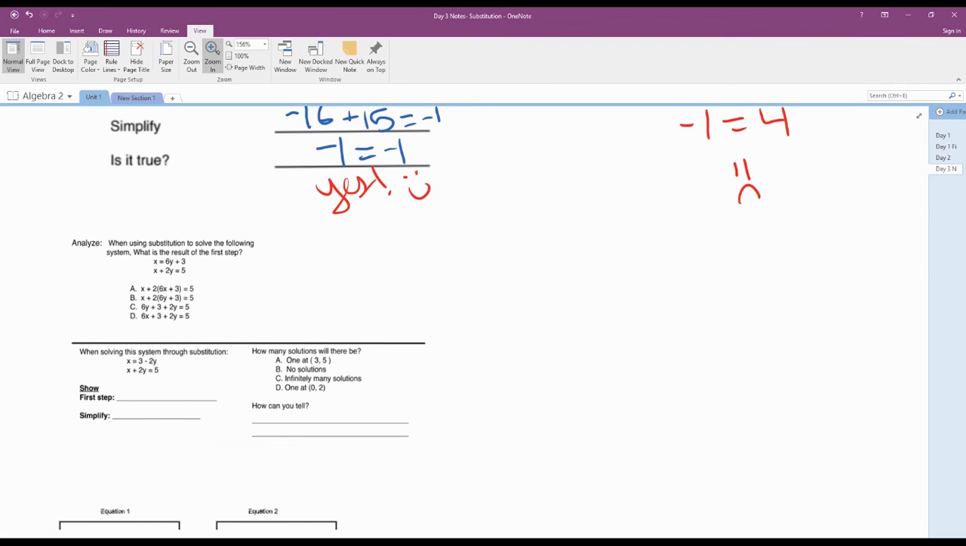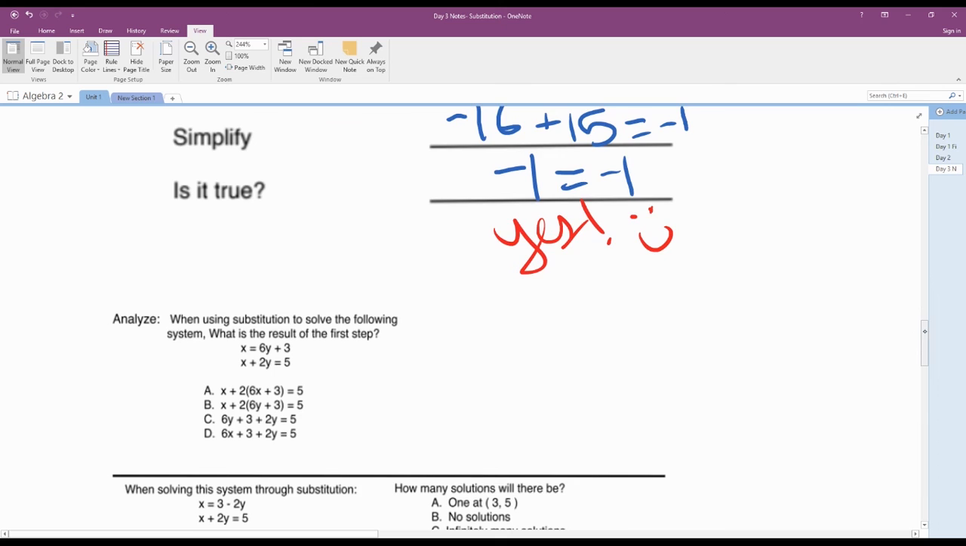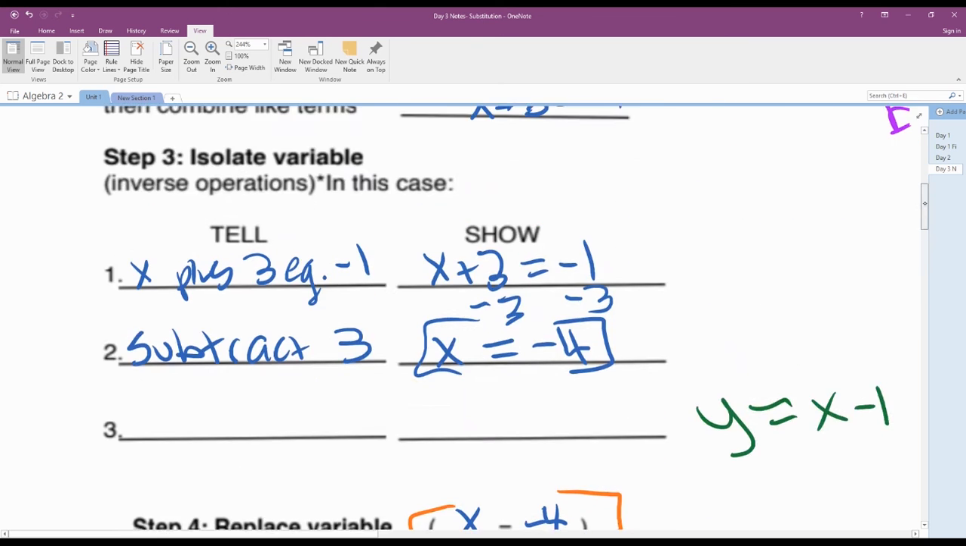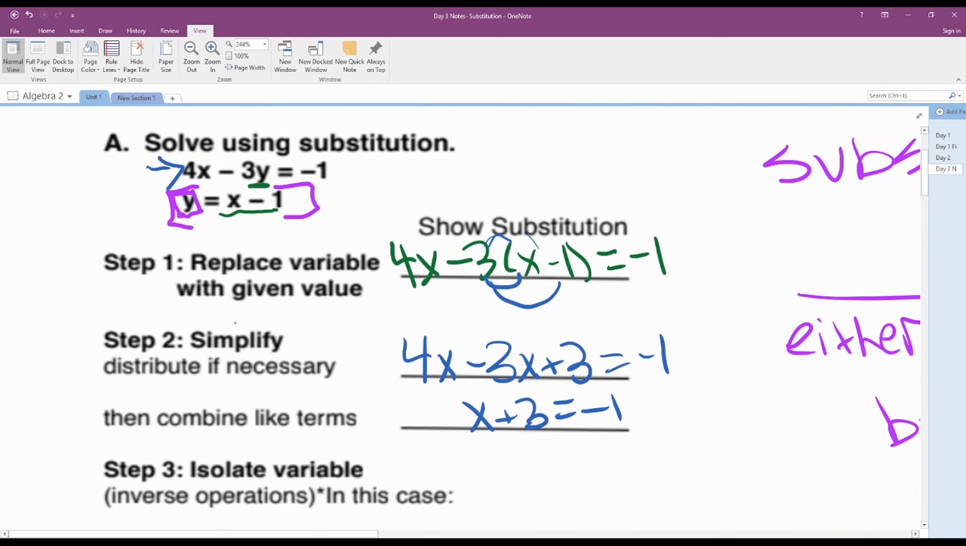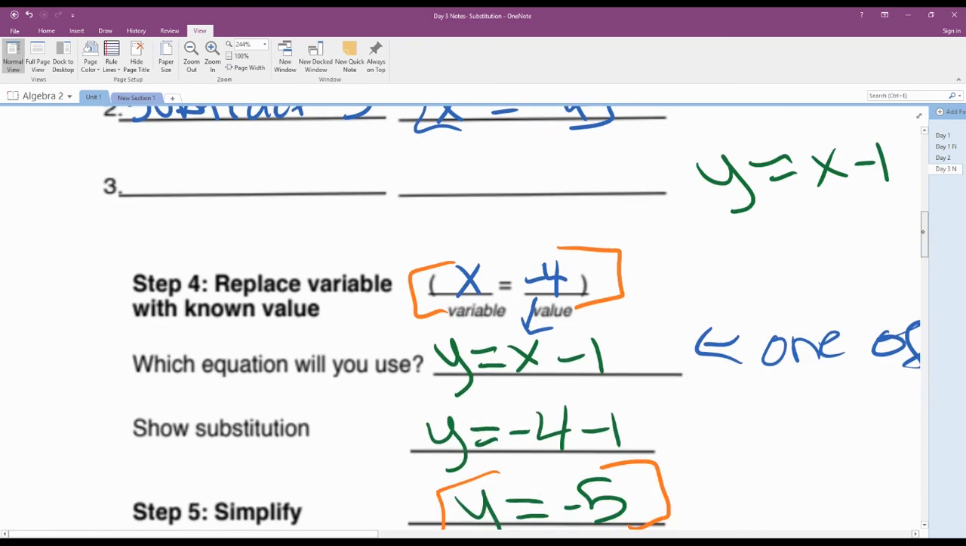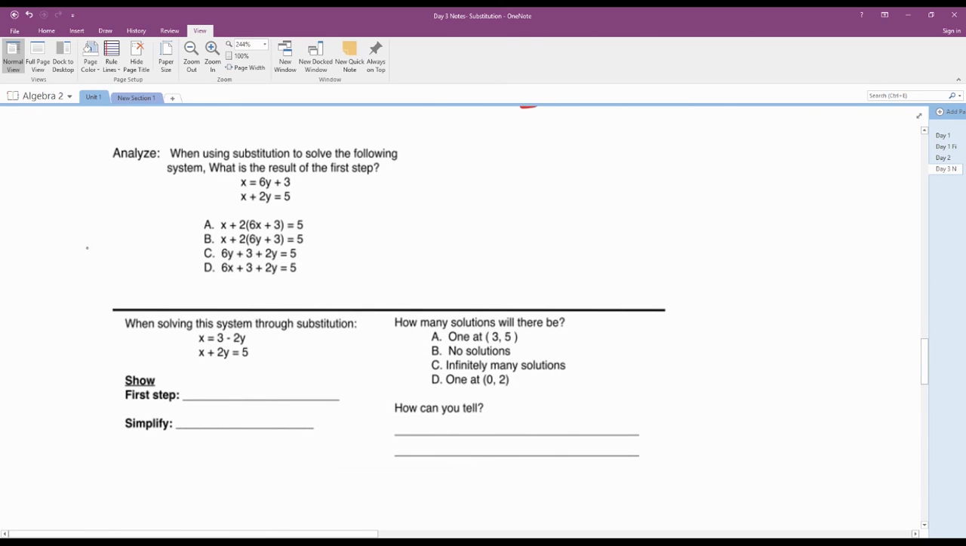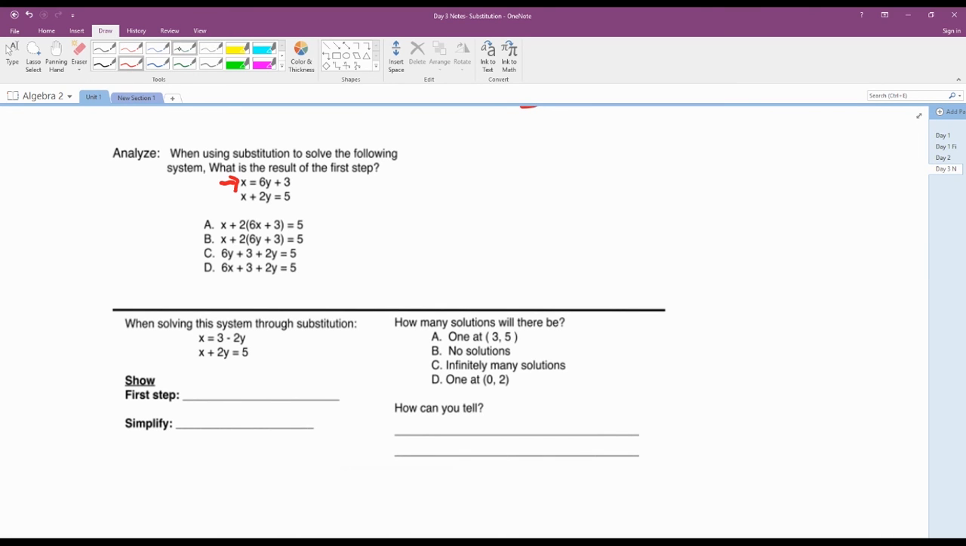So looking here, let's zoom in so we can actually see what we are doing. Okay, so we're using substitution to solve the following system. What is the result of the first step? So if you remember, what was our first step? Our first step was to replace the variable with the given value. Now this is only the case if x or y is already by itself. And if we look here, wow, how convenient, x is already by itself.